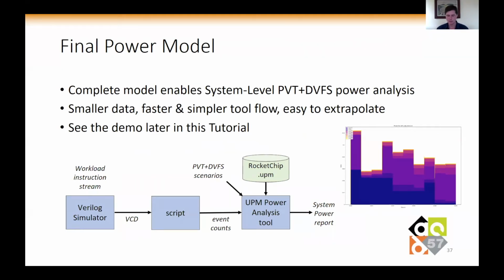I can use this much more simplified flow that I've got down here at the bottom. So it's a much smaller data, much faster. I simply take my events and I feed them into a UPM power analysis tool that takes that UPM file and allows me to generate a system level power report like the one I'm illustrating here. So I will leave you with this image from the demo that you're going to see in a couple of minutes, which shows how power is evolving over time with different PVT and DVFS scenarios.